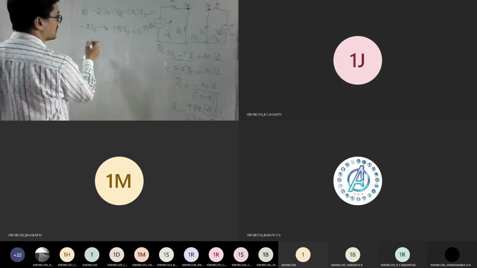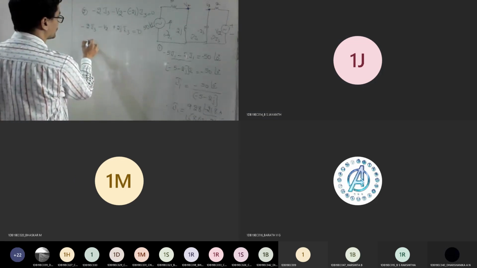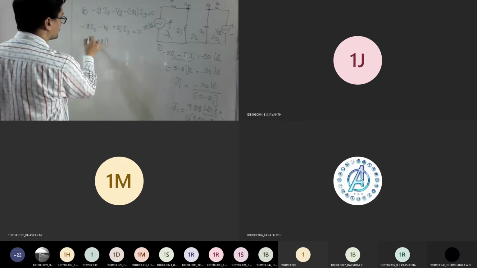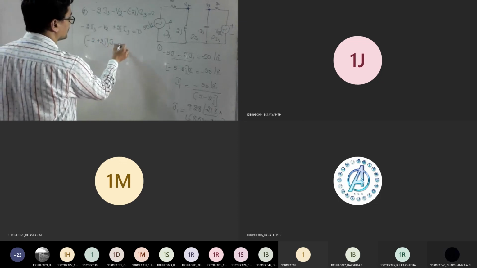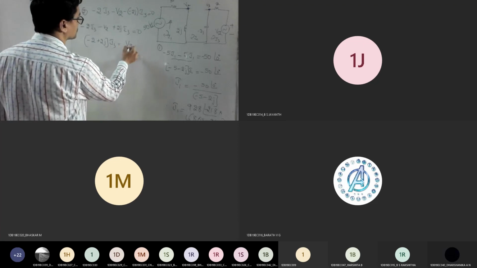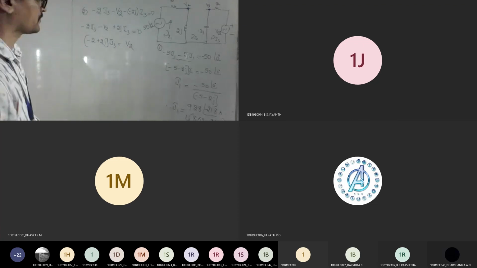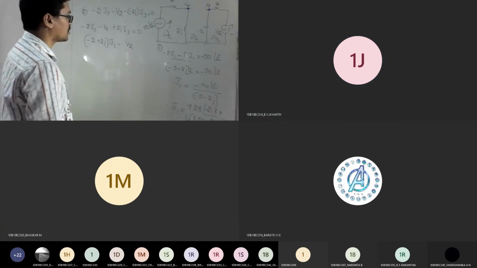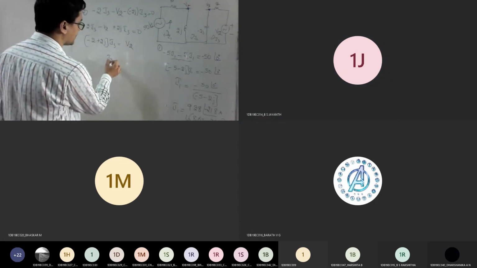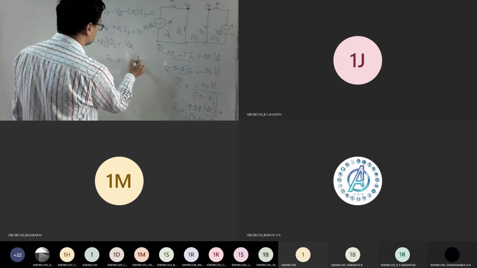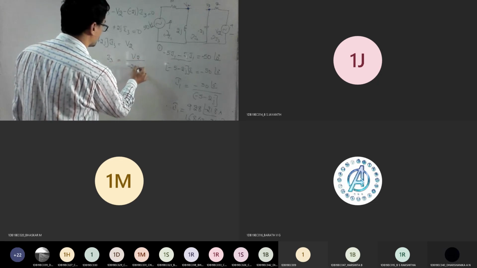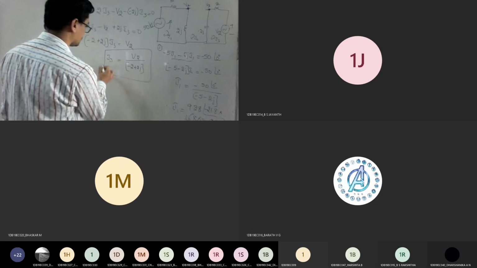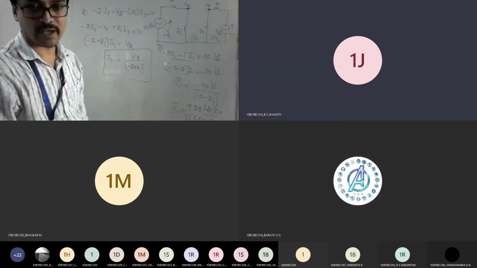So from this, what is I3 common I can take? I can take -2 plus 2j common, into I3 equals V2. Am I correct in what I wrote? Yes, sir. So from this I can write I3 equals V2 divided by minus 2 plus 2j. Is that your I3? Yes, sir.